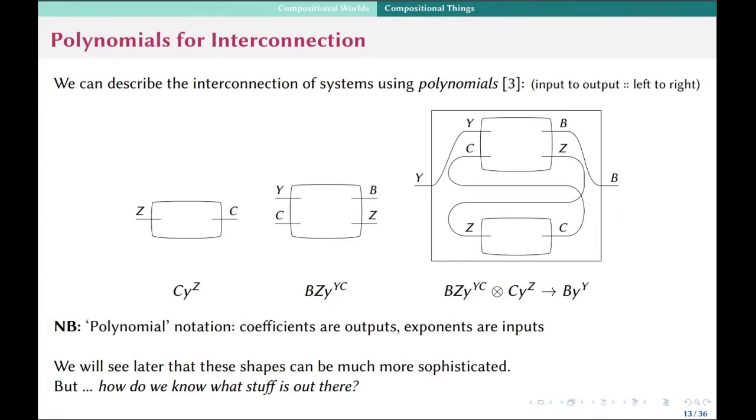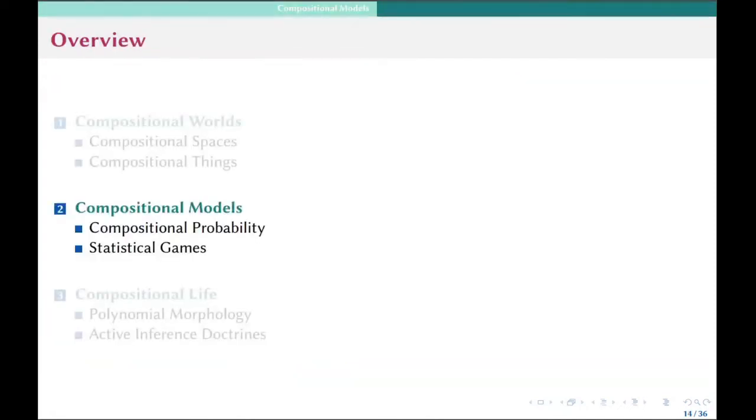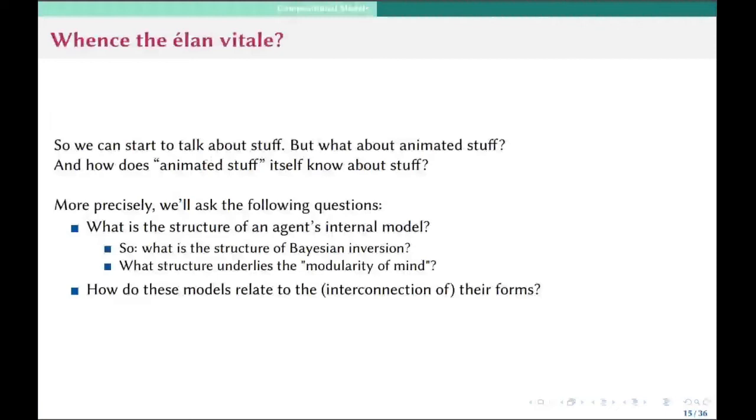Okay, and so for this, we're going to talk about models, and statistical models, and how they are updated. I like this idea of élan vital. What is the animating spirit or force that gives things in the world life? How do we talk about that formally? And so more precisely, what is the structure of an agent or a thing's internal model?